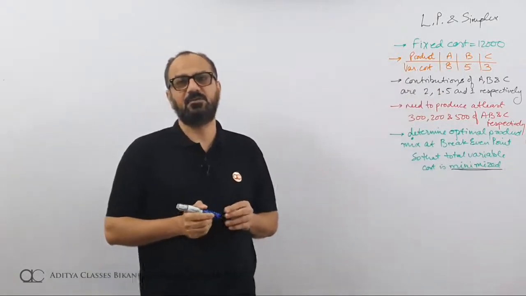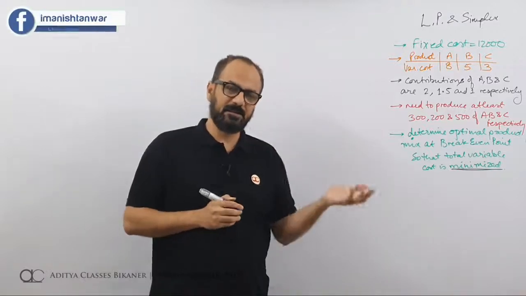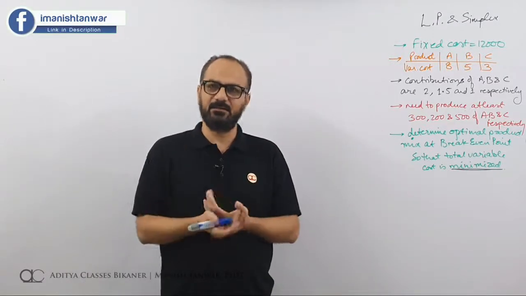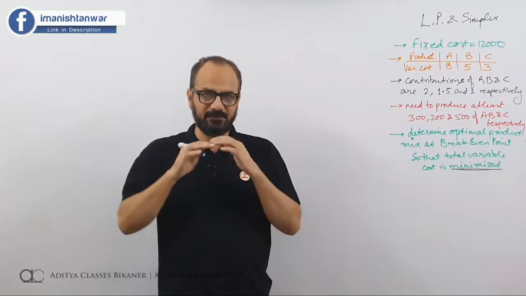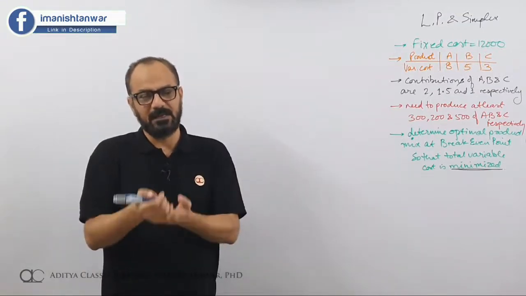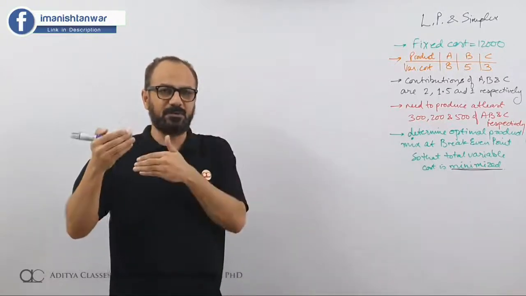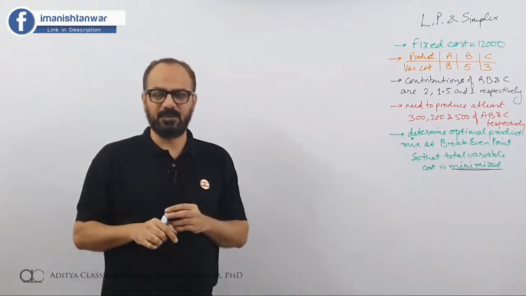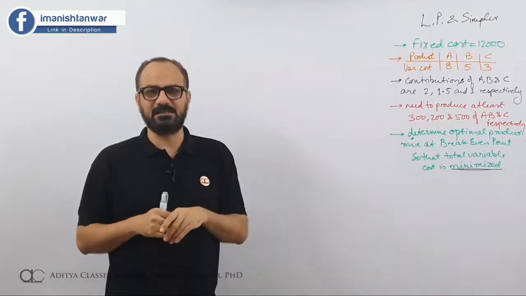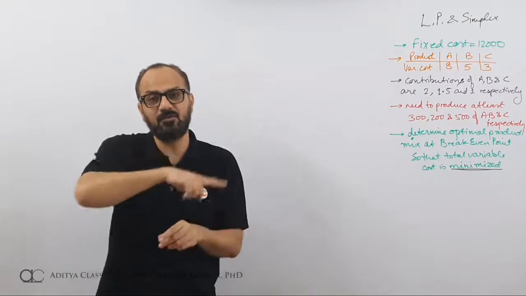During formulation, I told that if the question explicitly mentions that maximize this or minimize this, then definitely we go for that. But in absence of anything, if they simply say that optimize the problem, in that case what we do is, if profit is talked about, we try to maximize it. If cost is talked about, we try to minimize it. If both are talked about, cost and profit, then we try to maximize profit.